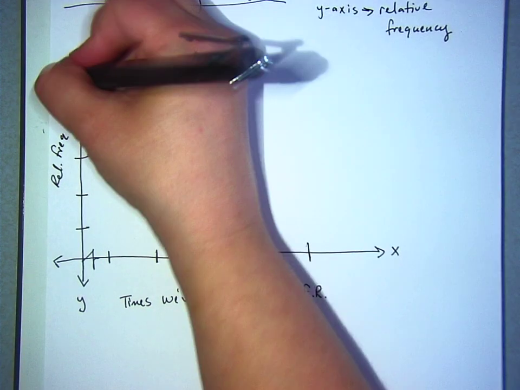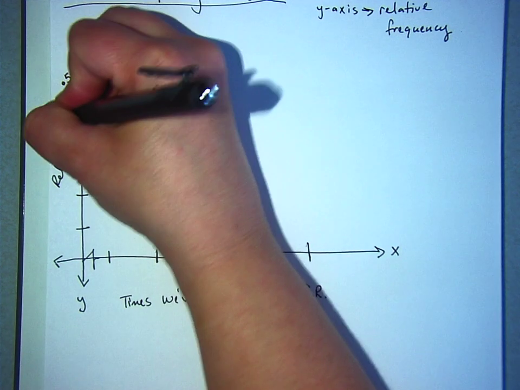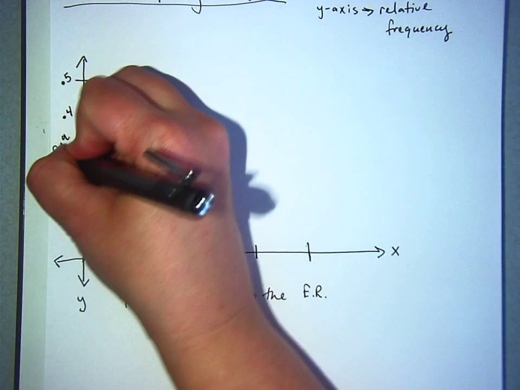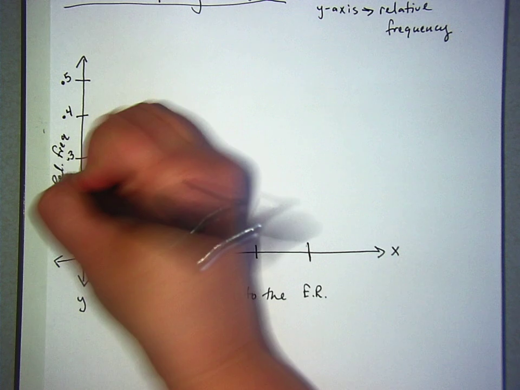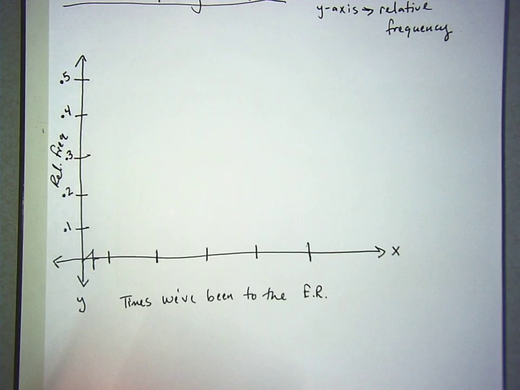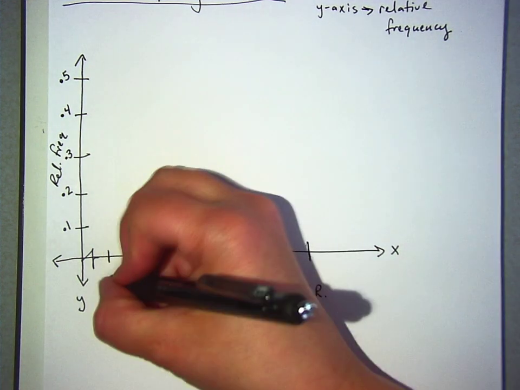There's no rules about this. You can skip any way you want to as long as it is the same amount every time that you're skipping. And our class boundaries are the same because it's the same data.